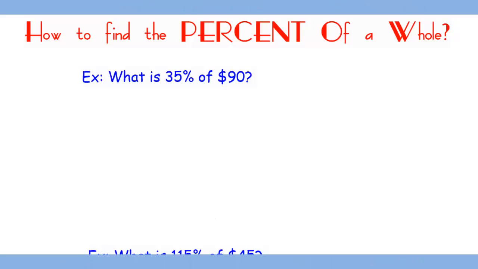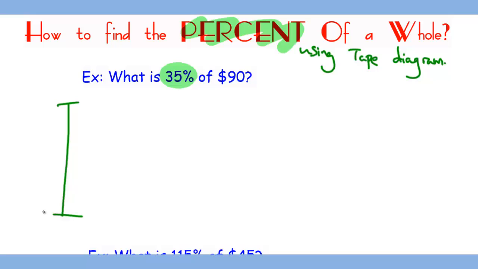Hi everyone, in this lesson we will go over how to find the percent of a whole using the tape diagram again. In the first example, we will find out how much is 35% of 90. This time we will draw the tape diagram vertically with 0% right here and 100% on the very top.